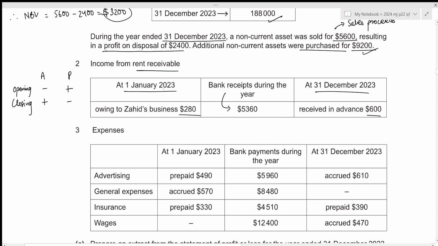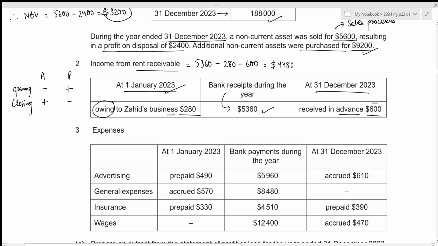So in this case, we can see that at the start of the year, we had owing, which is a part of accrual. It means that we need to subtract the 280 from the amount that we actually received during the year, and at the closing date we have advance, which is prepayment. It means that we also need to subtract the 600. So in order to calculate the income from rent receivable for this year, that would be 5,360. We subtract 280, we again subtract 600. This results in the value of 4,480.